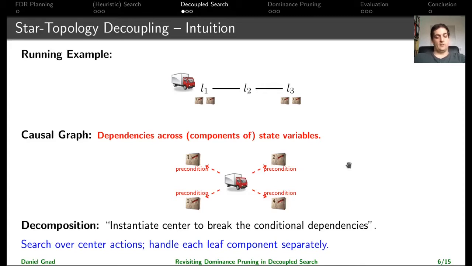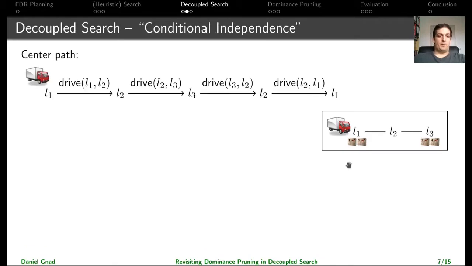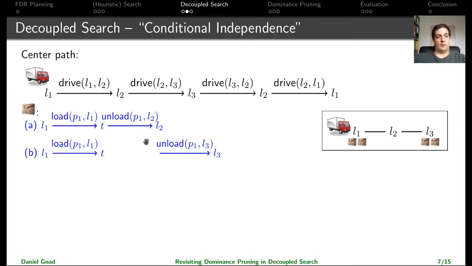So to make this example more explicit, let's say we have this sequence of drive actions, and then what we can do is basically for package 1, we could choose to load it into the truck when both are still in L1, then we drive the truck to L2, and then we unload the package. Alternatively, we could, along the sequence of drive actions, choose to load it initially, drive to L3, and only then unload it.